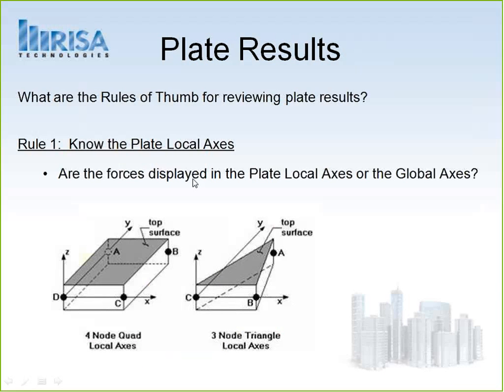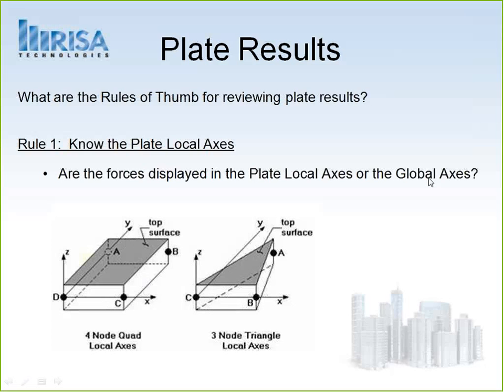Okay, so for results, as we get more and more into results, it's really important to understand what results you're looking at. So when we look at RISA 3D, we have 2 different types of axes. We have a local axis on the plate, and when we look at this axis, we can see it's the Y, the X, and the Z.